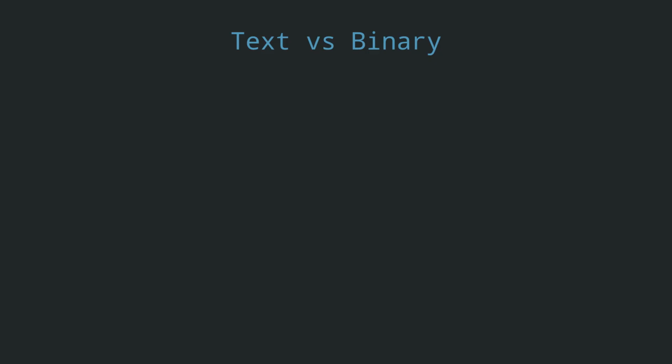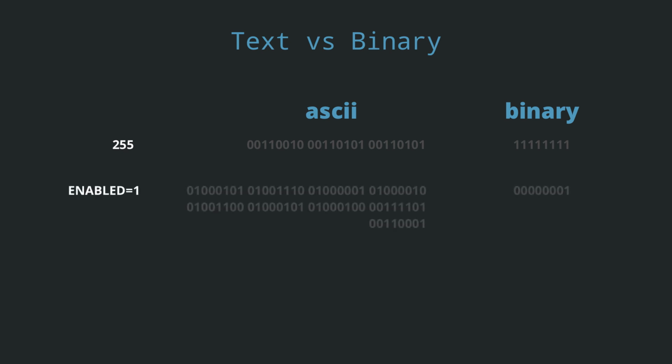I can imagine this was a major design decision back in the 70s where space was expensive and processing power was quite limited. If you think about it, it takes 3 bytes to represent 255 in ASCII, but only 1 byte in binary. A boolean is even more dramatic. Say you had enabled equals 1, well that's 9 bytes, whereas a boolean can be represented by a single bit, a 0 for false and a 1 for true.